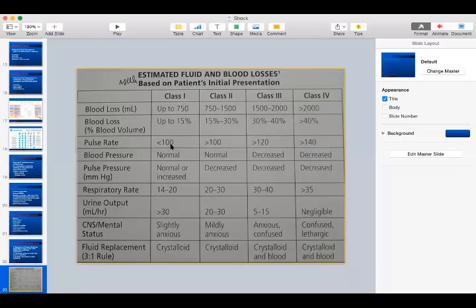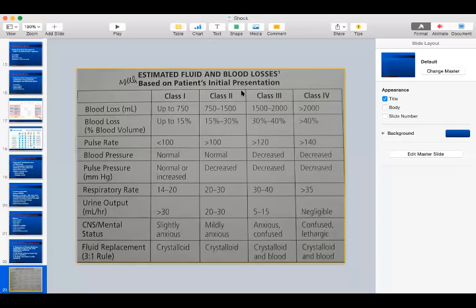Pulse rate is less than 100. Blood pressure is normal. Pulse pressure is normal or increased. Compensation could be possible. Respiratory rate is 14 to 20, pretty much within normal. Urine output more than 30, pretty normal. CNS: mentally slightly anxious. So fluid replacement is just crystalloids in class 1. The 3-to-1 rule means that per ml of blood loss, you give 3 ml of crystalloid.